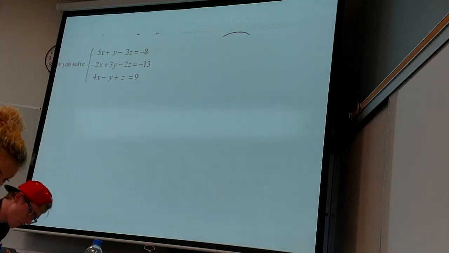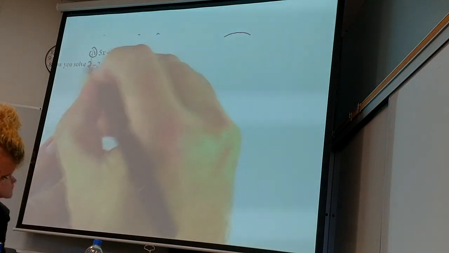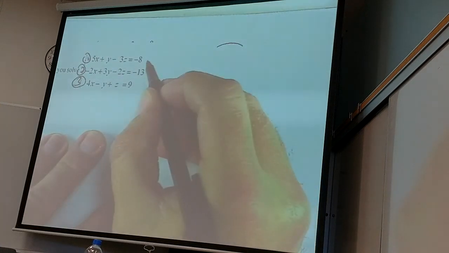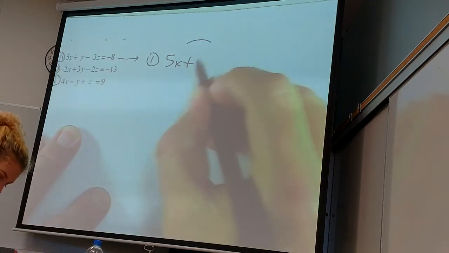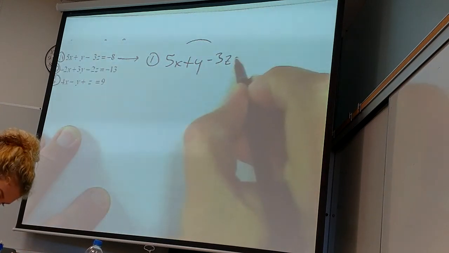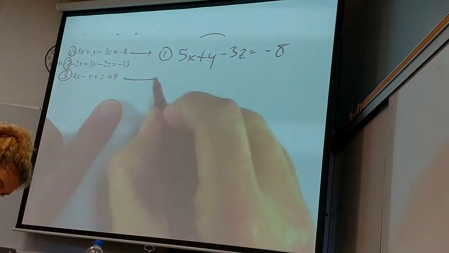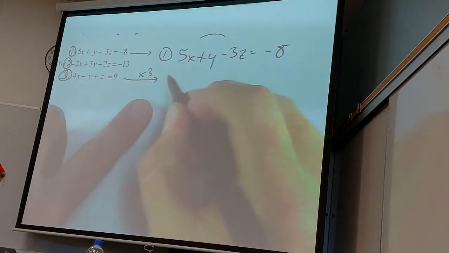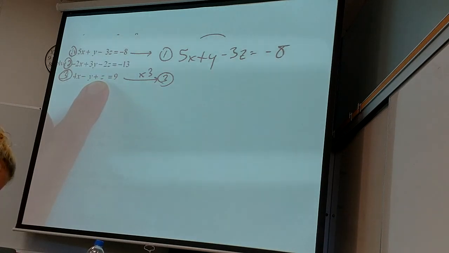All right, let me catch up to you guys. What's one way to kill the z? First and third. All right, so if I take the first one, let me write it over here. And then what do I have to do to the third one? Multiply it by 3, right? Multiply by 3 so that the z's will kill each other when I add them together.